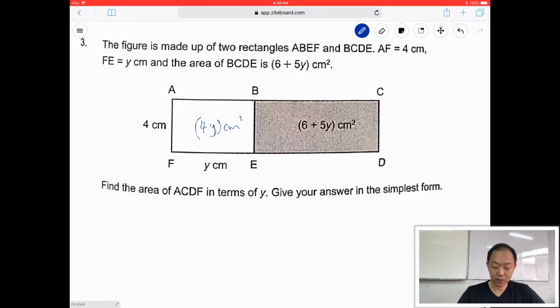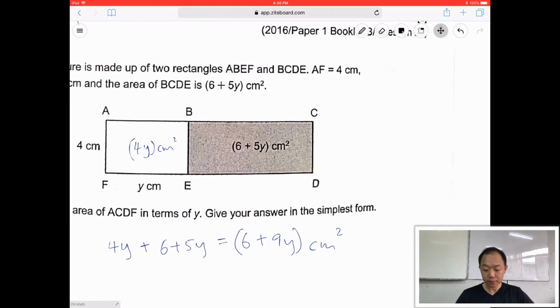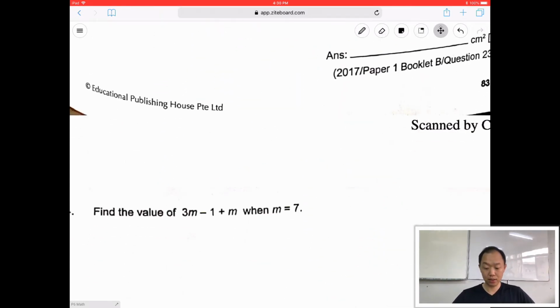If you want to find the total area, you've got to add the 2 of them. So we add them together, what do we get? It's 4y plus 6 plus 5y, which is 6 plus 9y cm squared. Okay, so that would be the final answer. Next. What they're testing is, do you know that you cannot add the alphabet with a number? Alphabets and numbers don't mix, you've got to do them separately. Next question.